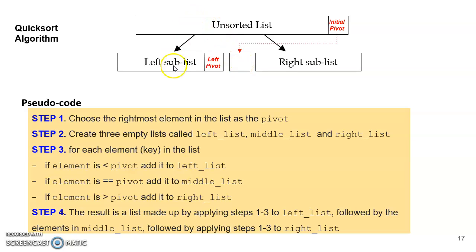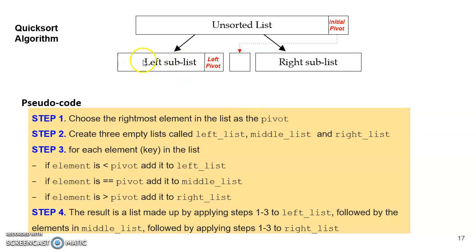If it's smaller than the pivot, you add it to the left list using the append method. If it's equal to the pivot, you add it to the middle list, and if it's greater than the pivot, you add it to the right sublist. And what you do then, the result is a list made up of applying steps 1 to 3 to the left list, followed by the elements in the middle list, followed by applying steps 1 to 3 to the right list.